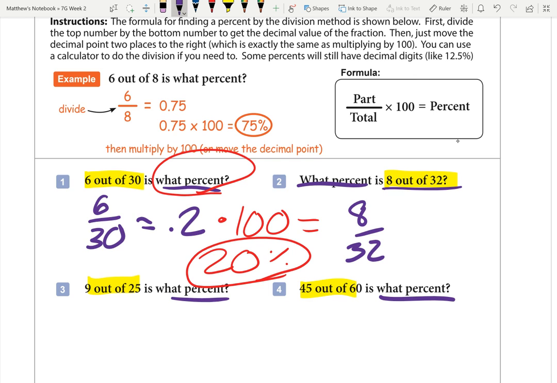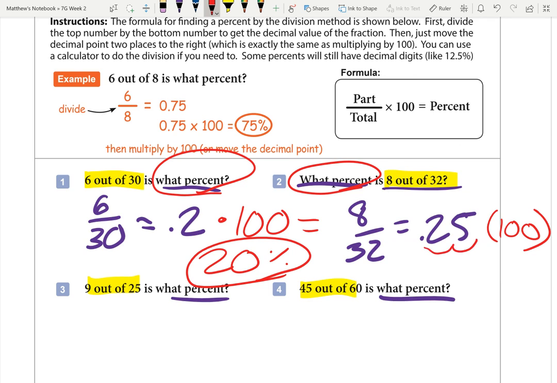And we need to divide those two numbers, right? So 8 divided by 32, go in my calculator, 8 divided by 32, that equals 0.25. And now I need to do my last step here of converting it to a percentage by multiplying it by 100. 0.25 multiplied by 100. I just need to move this over 2 spots. That gives me 25%.